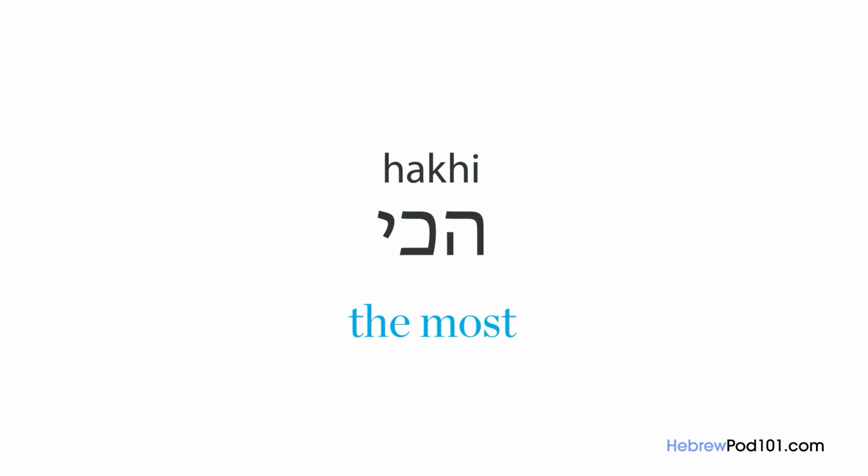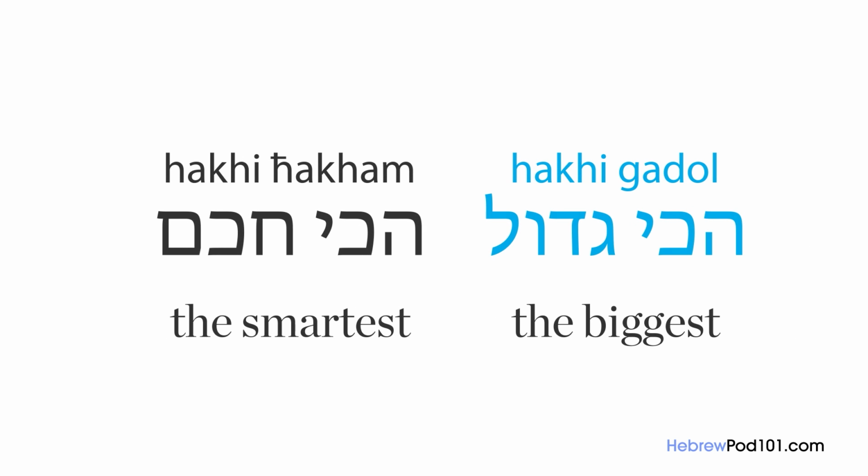The next word is the colloquial version of ביותר, הכי. This adverb means the most, and will always come before the adjective, like so. הכי גדול, the biggest. הכי חכם, the smartest.